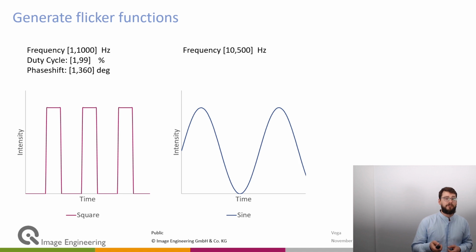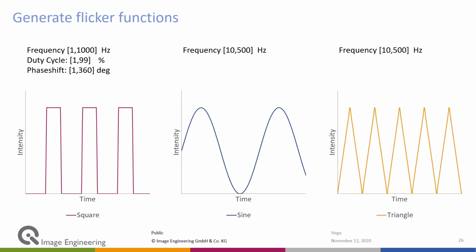Very important also is that the VEGA is capable of simulating sinusoidal flicker. So we can introduce sinusoidal flicker with a frequency range of 10 to 500 Hertz. And for the most experimental approaches, we can also generate a triangle signal with 10 to 500 Hertz.